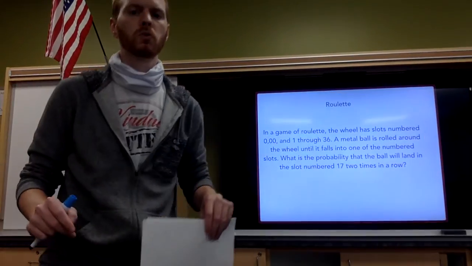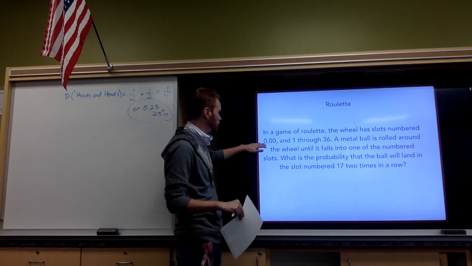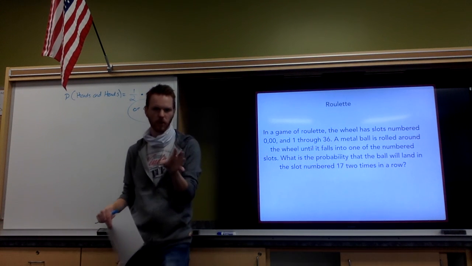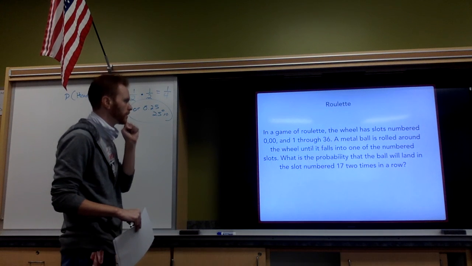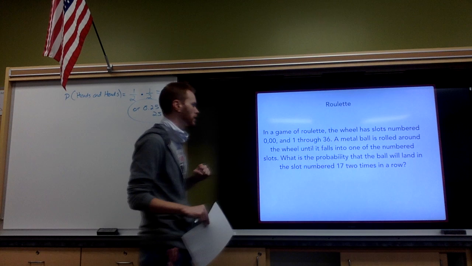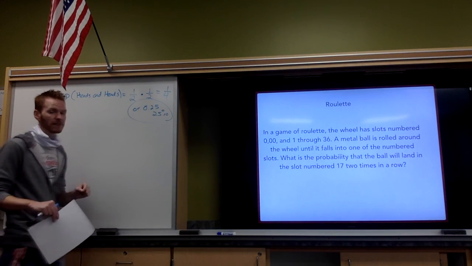Okay, roulette. In a game of roulette, the wheel has 0, 00, and then 1 through 36. We had a problem like this on the homework, so this should look familiar. So a metal ball is rolled around the wheel until it falls into one of the numbered slots. What's the probability that the ball will land in slot 17 2 times in a row?